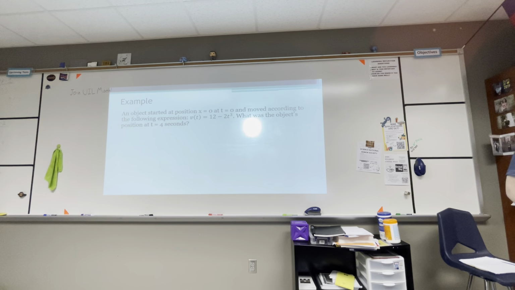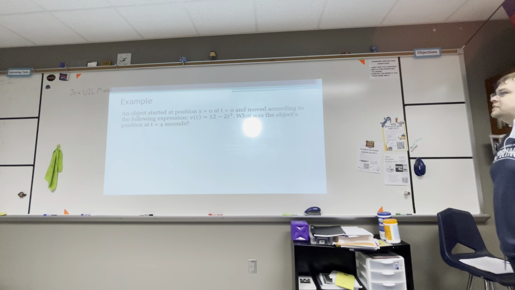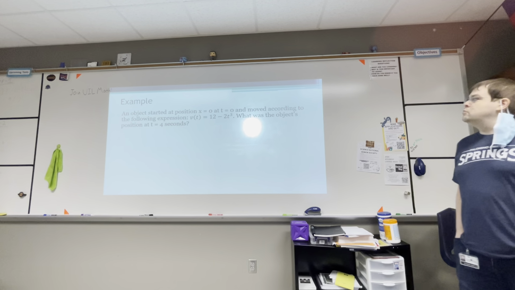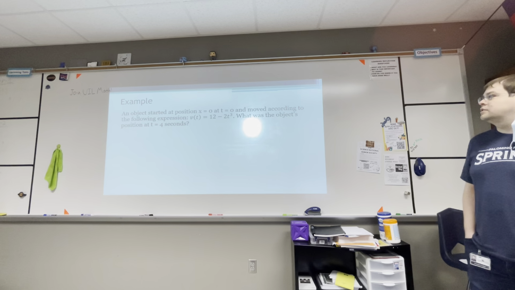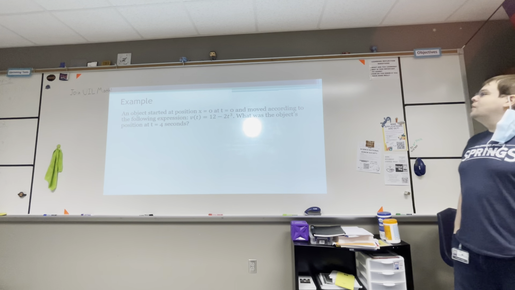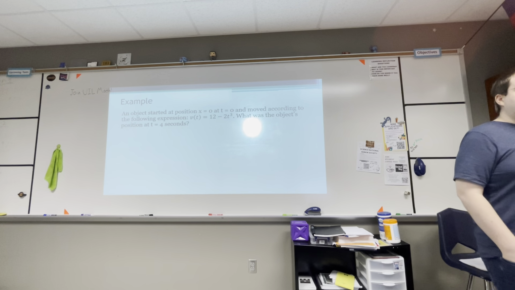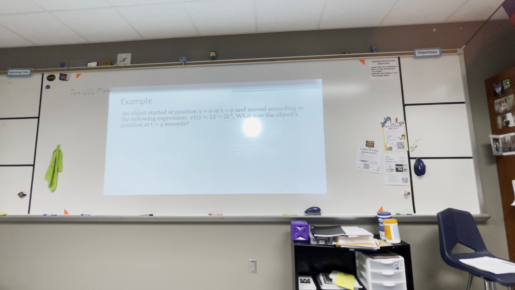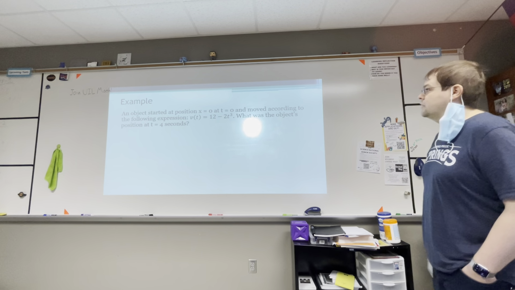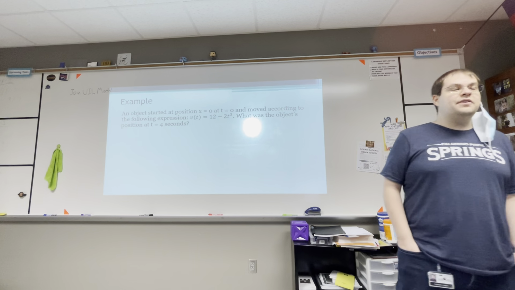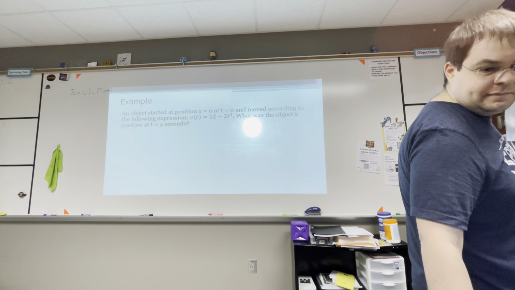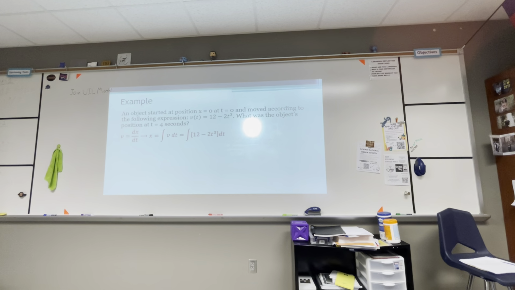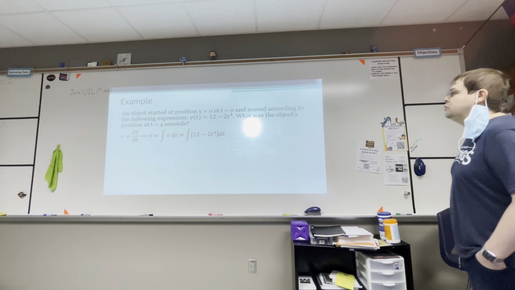So here's an example. We have an object that started at position x equals 0 at t equals 0 and moved according to the following expression: v(t) equals 12 minus 2t cubed. What was the object's position at 4 seconds? The first thing we need to do is find that position function. To find a position function from the velocity function, we take the integral of it, or the antiderivative. So we're going to take the integral of that 12 minus 2t cubed.